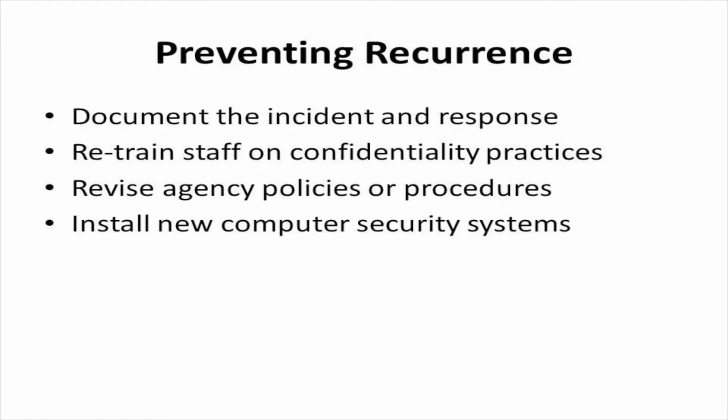If a data breach does happen to occur at your agency, the next step, of course, will be how do we prevent it from reoccurring? Preventing reoccurrence of data breaches entails documentation of the incident that actually occurred and what response was taken to address that incident. It may entail retraining staff on confidentiality practices, revisiting those agency policies and procedures, and also possibly installing new computer security systems if those were compromised in the data breach.